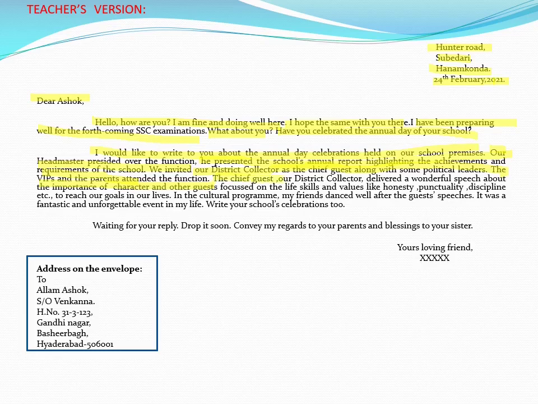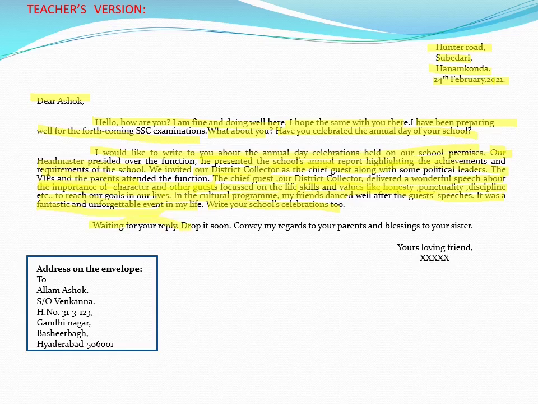The chief guest, our district collector, delivered a wonderful speech about the importance of character, and the other guests focused on the life skills and values like honesty, punctuality, discipline, etc., to reach our goals in our life. In the cultural program, my friends danced well after the guest speeches. It was a fantastic and unforgettable event in my life. Do write about your school's celebrations too. And here I am going to conclude my letter.